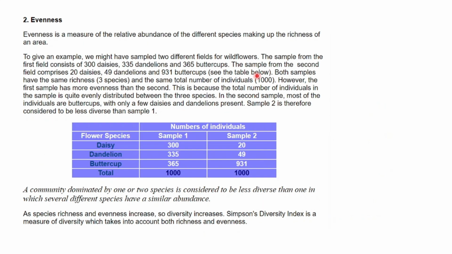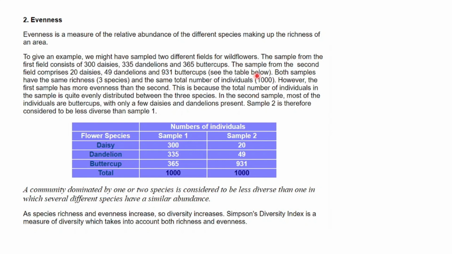However, evenness is a measure of the relative abundance of the different species making up the richness of an area. So evenness not only depends on the different types of species present, it depends on the number of each species in that habitat. There's an example here also.